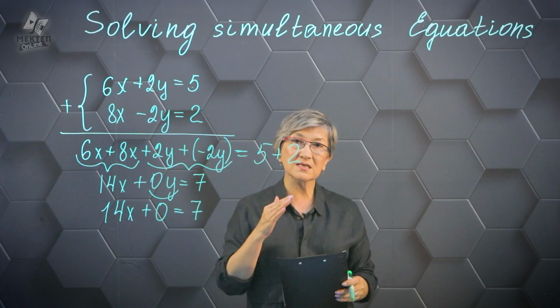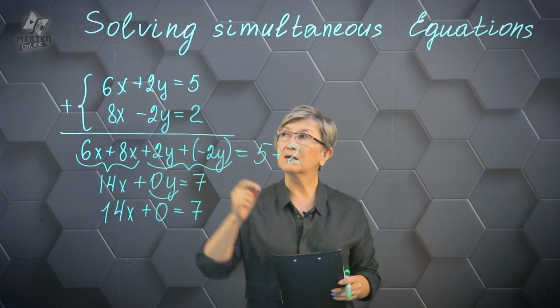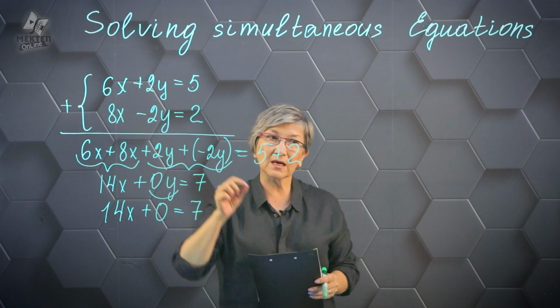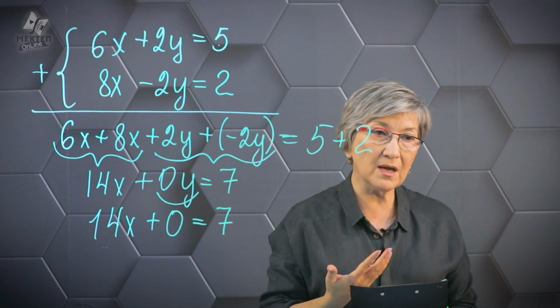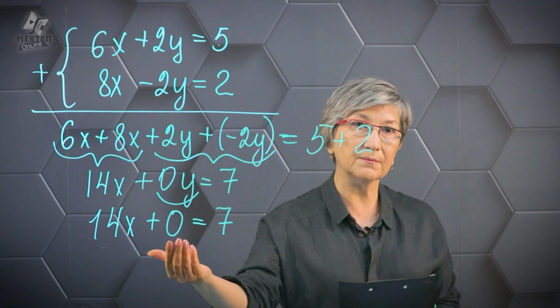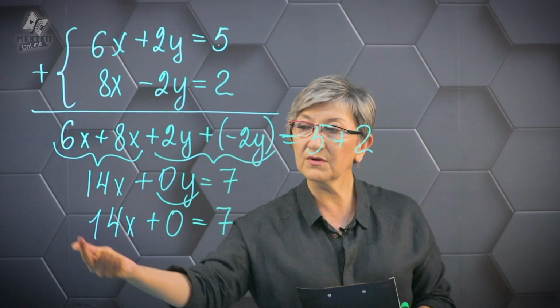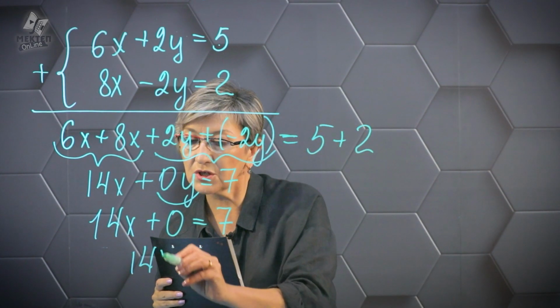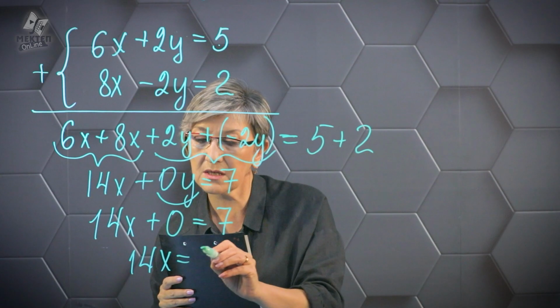So when I add two equations together, I bring in similar summands and one of my variables is cancelled out. The sum of those terms gives me 0. And then I'm left with an equation with respect to one variable. I can write down 14x equals 7.